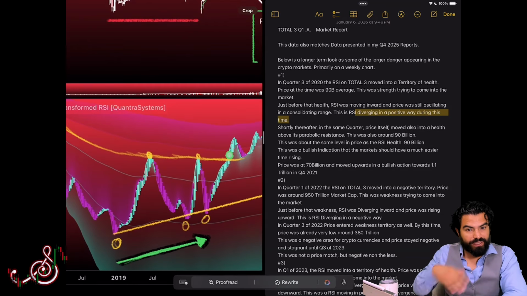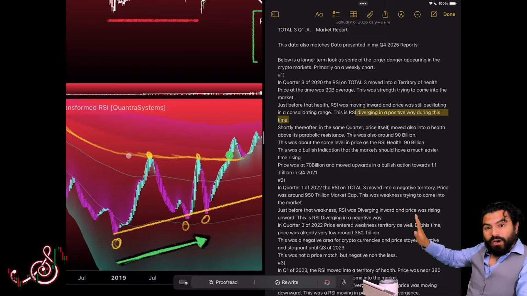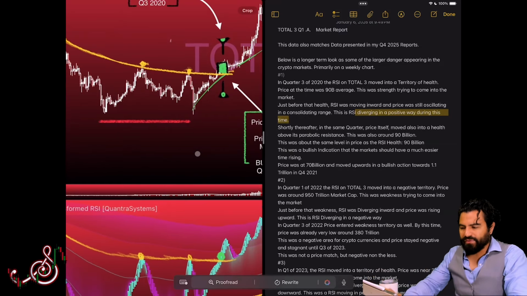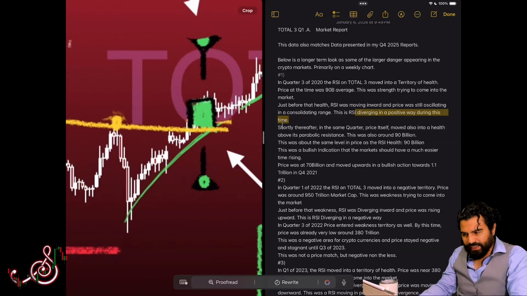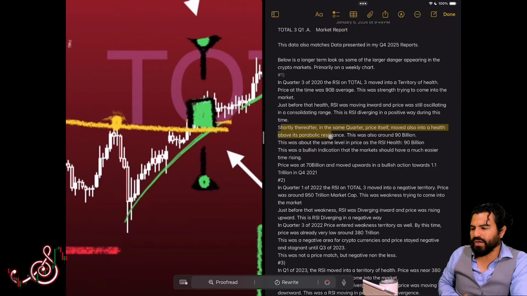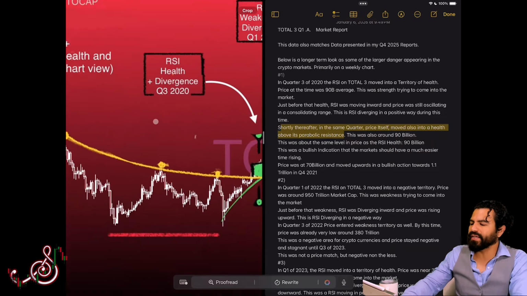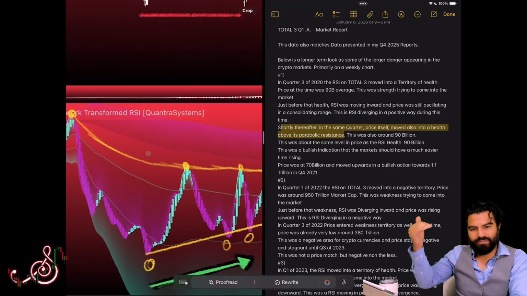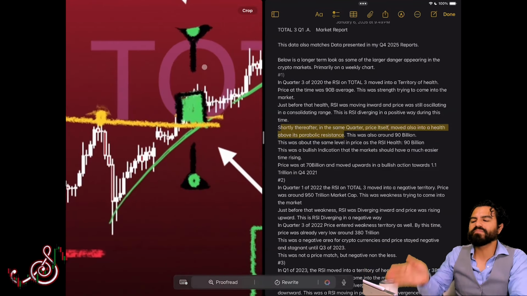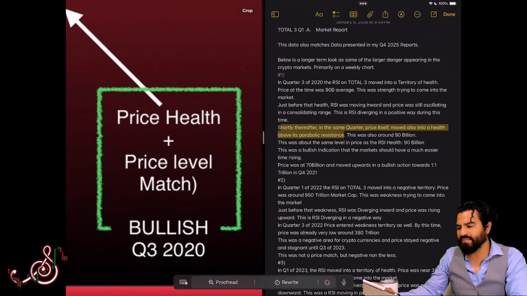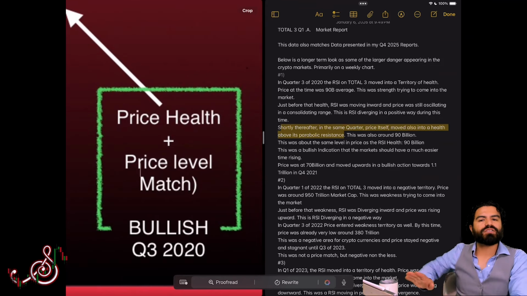So of note, we're going to do this several times so you can see it. RSI moves into health and also diverges inward. However, shortly thereafter, in the same quarter, price itself moved into health and above its parabolic resistance. So price moved into health based on its own structure of parabolic. Now, these structures don't always match, but sometimes they do. All right, but this time both price moved into health and RSI moved into health, and it was a match. So price moved into health plus the price level matched.